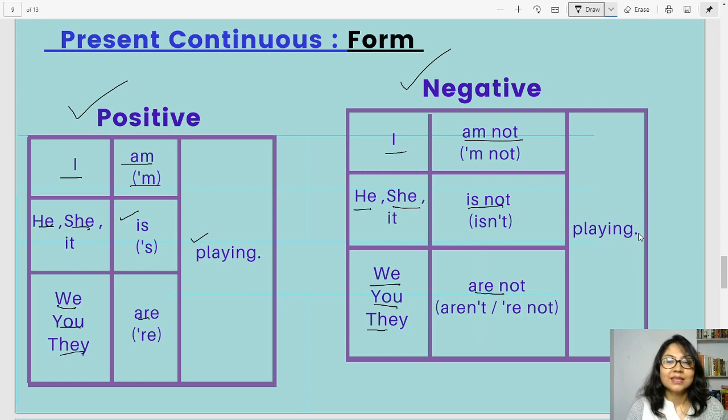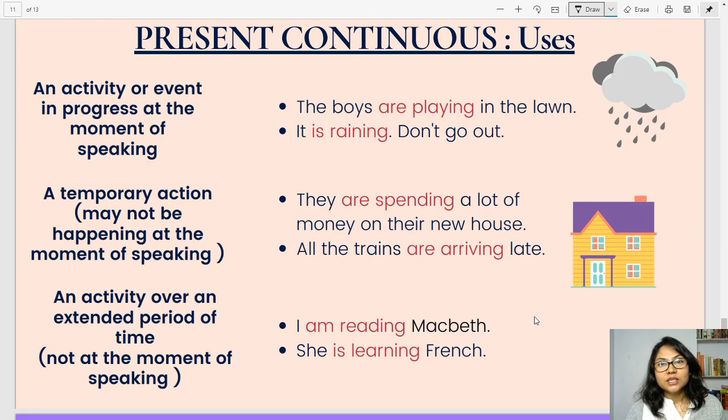Okay, let's move on. Present continuous uses. Let's look at it. An activity or event in progress at the moment of speaking. Okay, let's look at the example. The boys are playing in the lawn. It is raining. Don't go out. Lot of rain. Okay, don't go out.